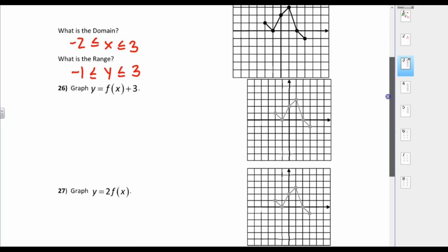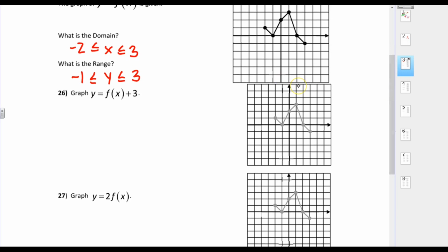Now, we're going to take this piecewise function and transform it in a lot of different ways. The first thing I always want to do is identify what kind of transformation I am doing. The light gray is the original function, which will help us see what's going on here. If I have f of x plus 3, when you have plus 3 outside of the f of x, we learned a couple lessons ago that this is a vertical translation.